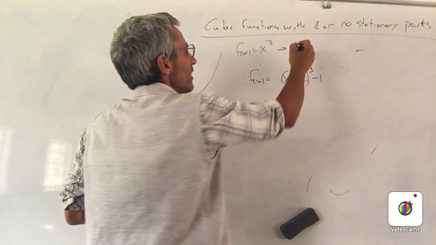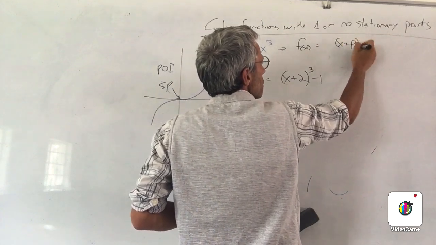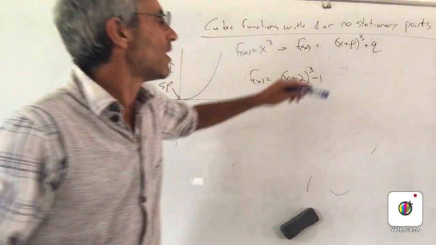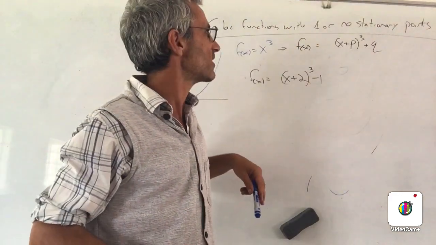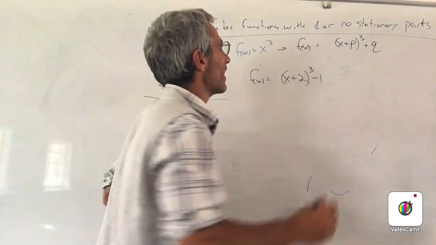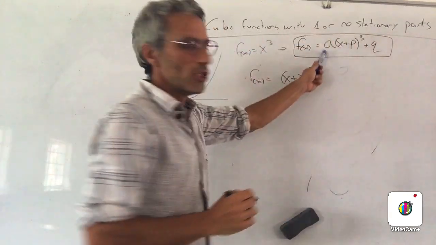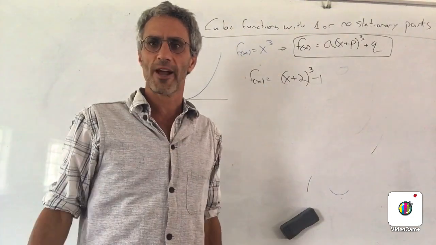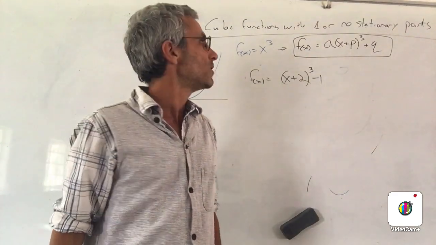More generally, if I take f of x equal to a times (x plus p) cubed plus q, then what I've done here, I've shifted it by q, up or down, depending. If q is positive it's up, if q is negative it's down. And I shifted it, horizontal shift, by p. Now I can add one more parameter, and that's the a. The a doesn't change the stationary point, but it can stretch the graph. It's a stretch factor, if you remember. We said that's a vertical shift, that's a horizontal shift, and that's a stretch factor.